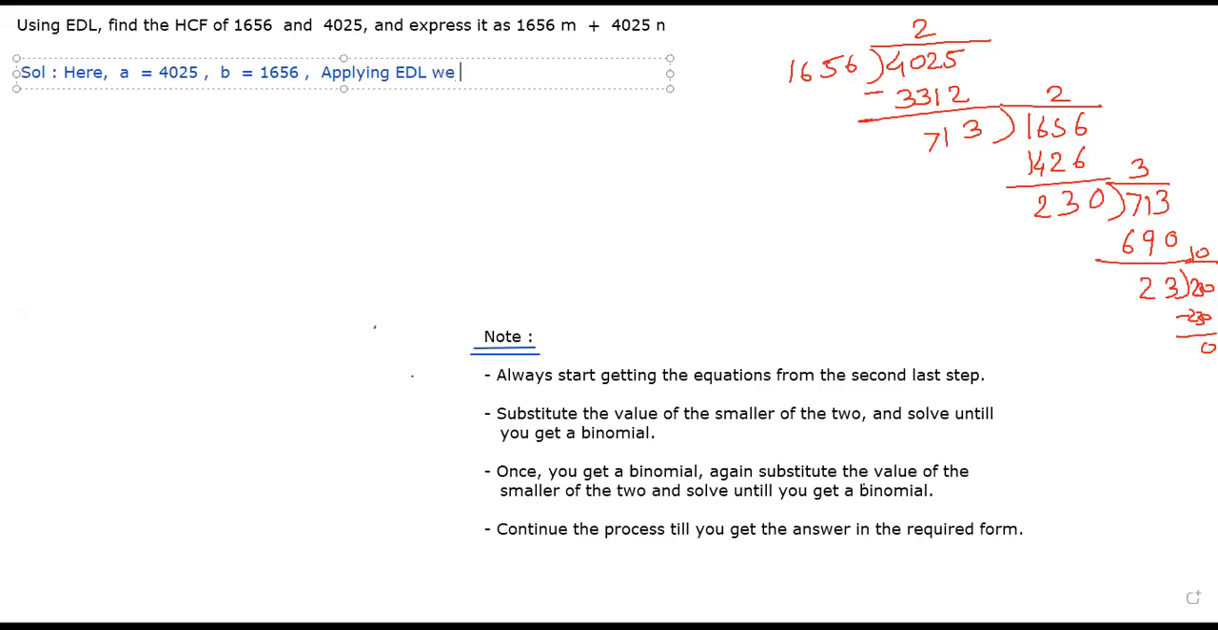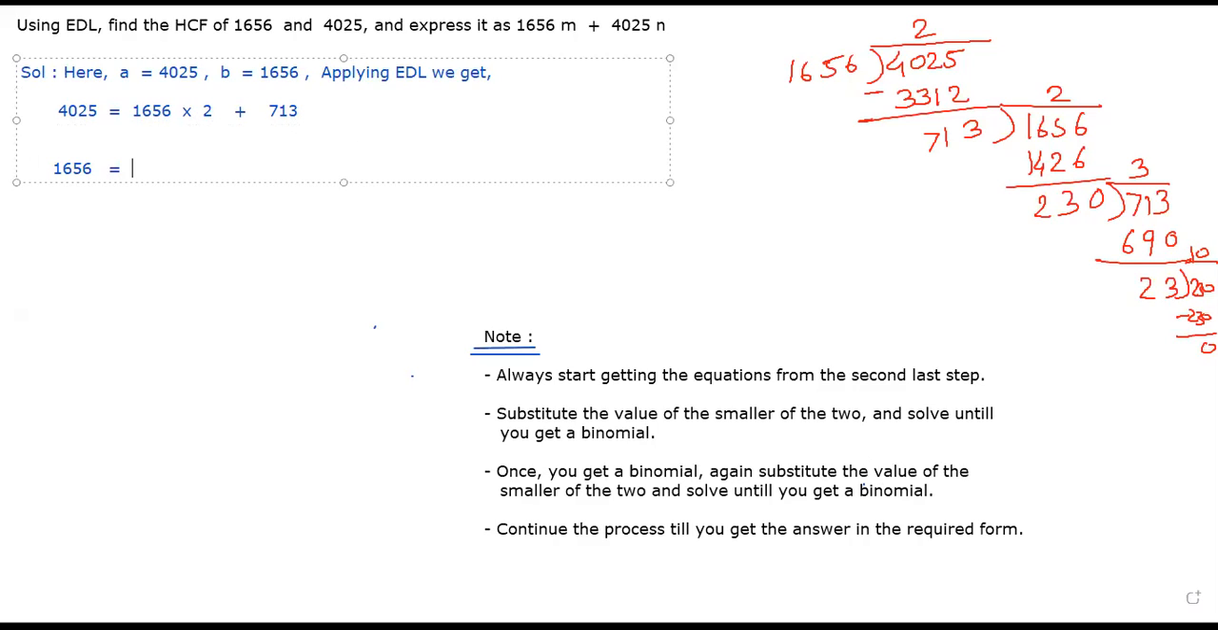Applying EDL, we get. Till here everything is fine. Now here, what is 4025 equal to? 1656 into 2. Dividend is equal to divisor into quotient plus the remainder. Yes or no? Yes, sir. Leave 2 lines, and now write the next step.